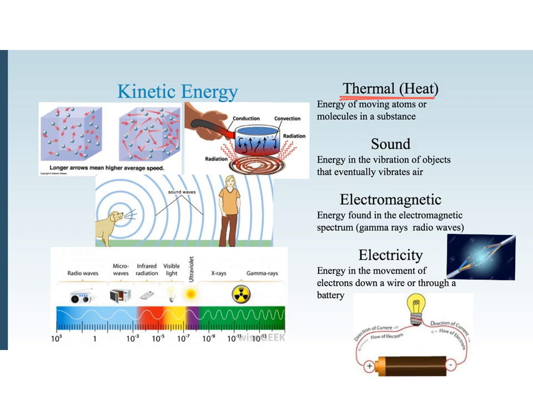If we take a look over here on the left-hand side, it says the longer arrows mean higher average speed. If we compare example 1 and example 2, this one is going slow and these ones are going fast. The faster the molecules are moving, the more energy we have, and therefore the more thermal energy or heat is being given off. So the one on the right, number 2, definitely has more thermal energy than block number 1. Okay, so that's thermal energy. Now sound is another type of energy.